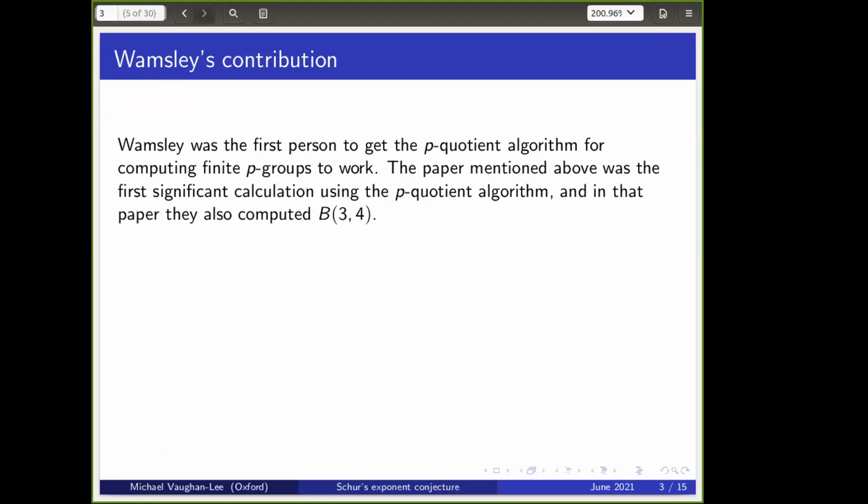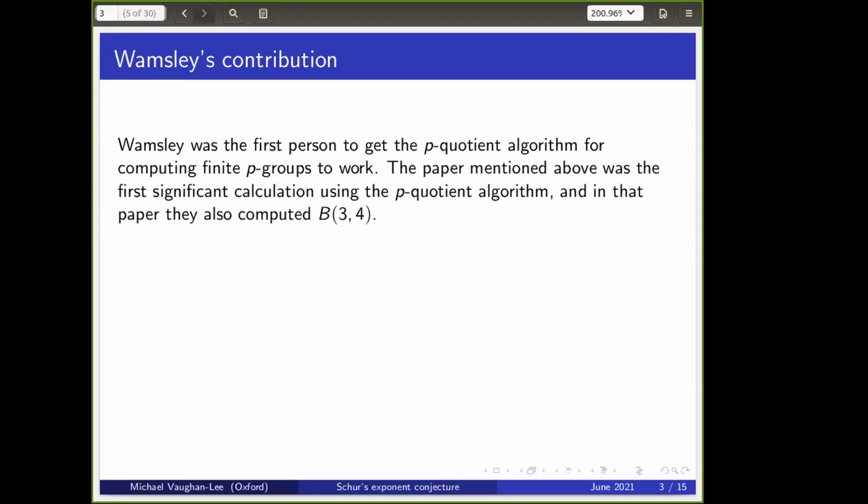And in that paper, they also computed B34, the largest 3-generator group of exponent 4, which has order 2 to the 69 and class 7. Shortly after this calculation, Walmsley also gave the first computation of R25, the largest 2-generator group of exponent 5. That was a pretty significant calculation in those days. Nowadays, it takes a fraction of a second on a computer to redo the calculation, but that's with modern computers, and a lot of thought has gone into really slicking up the p-quotient algorithm.